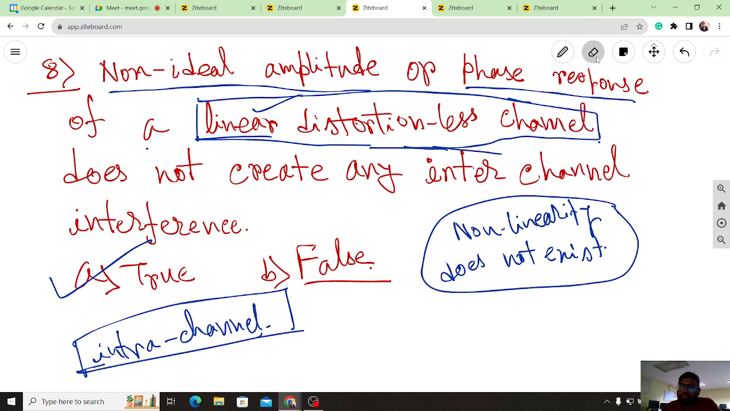Let us go to question number 9. Question number 9 is also a true or false statement. I am writing the statement, and you have to comment whether it is true or false.